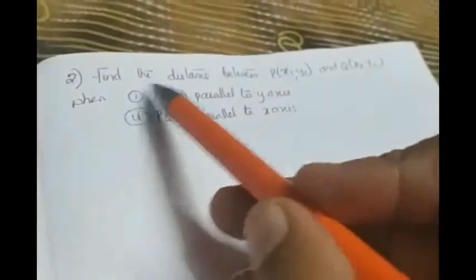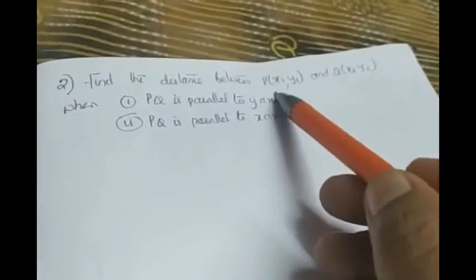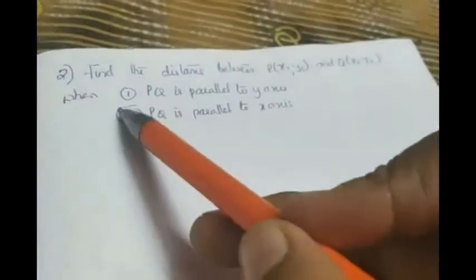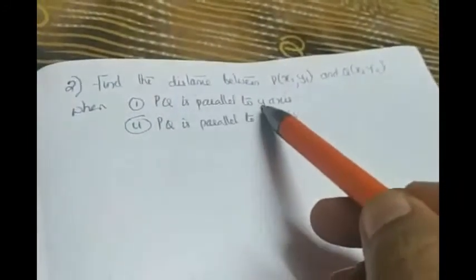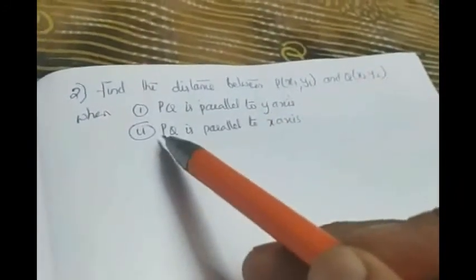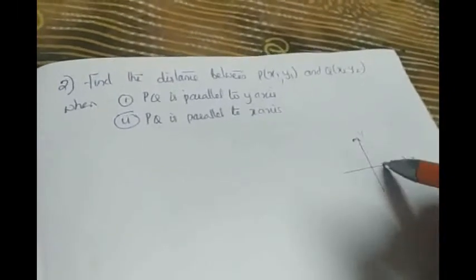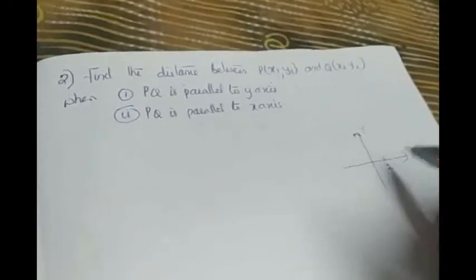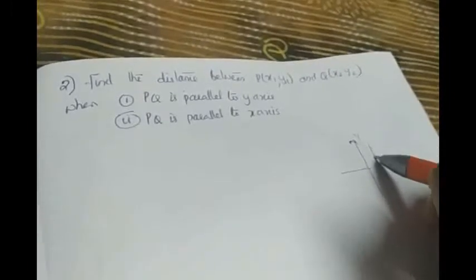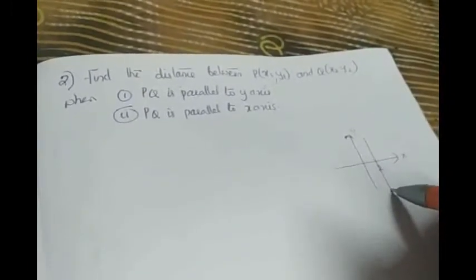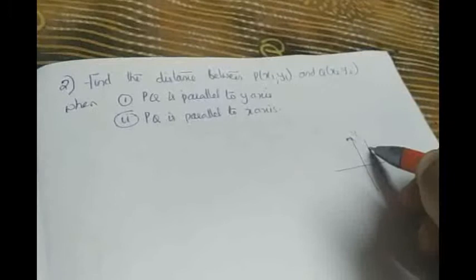Next one, find the distance between P(x1, y1) and Q(x2, y2) when, first part, PQ is parallel to y-axis and, second part, PQ is parallel to x-axis. Before going to the question, if I am drawing x-axis and y-axis and taking a point 2 on the x-axis, and I am drawing a line parallel to y-axis through the point 2, can you say what is the speciality of the x-coordinate of the points on this line?